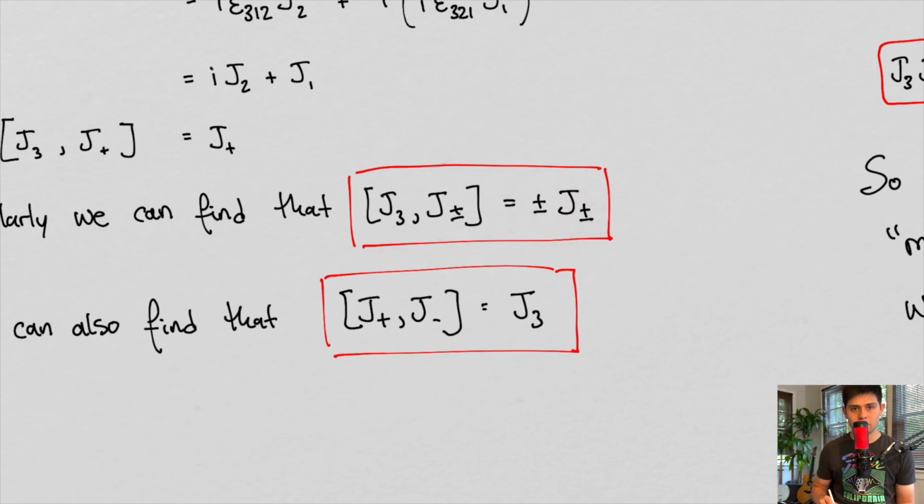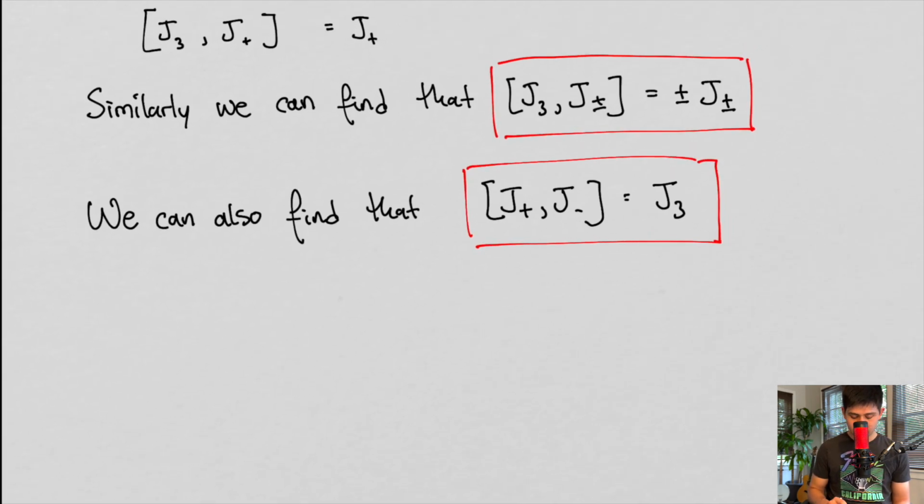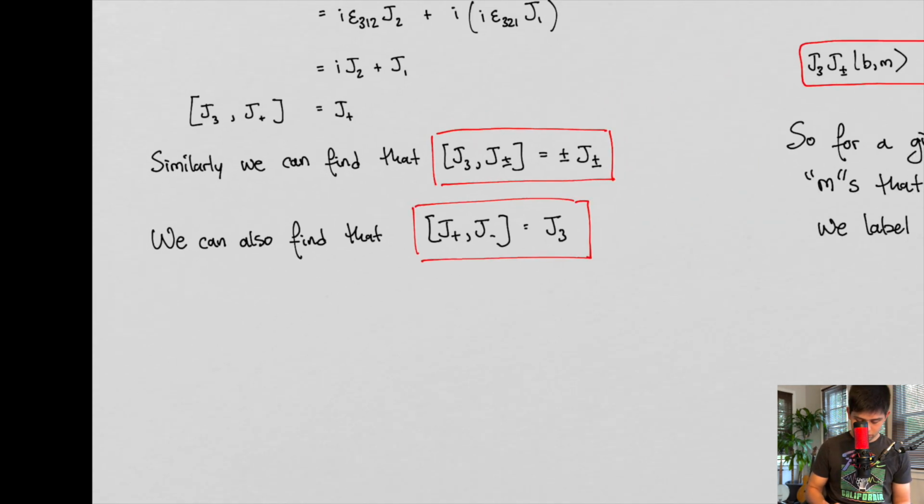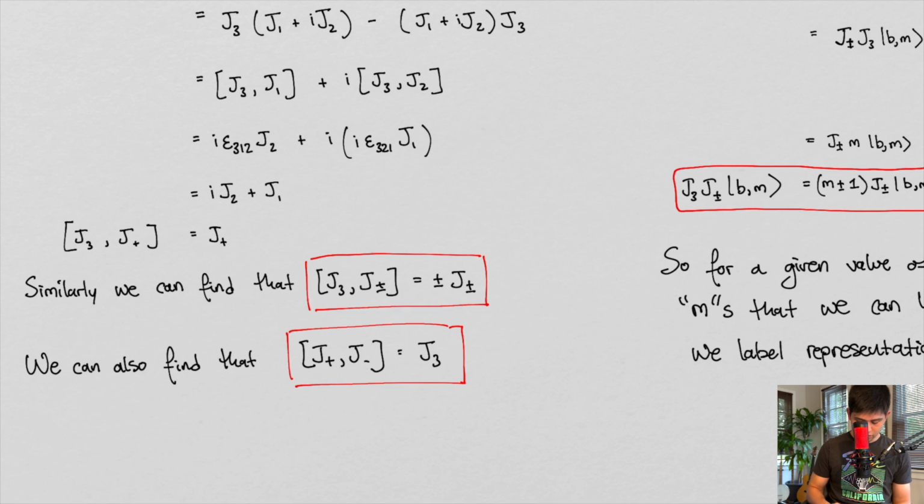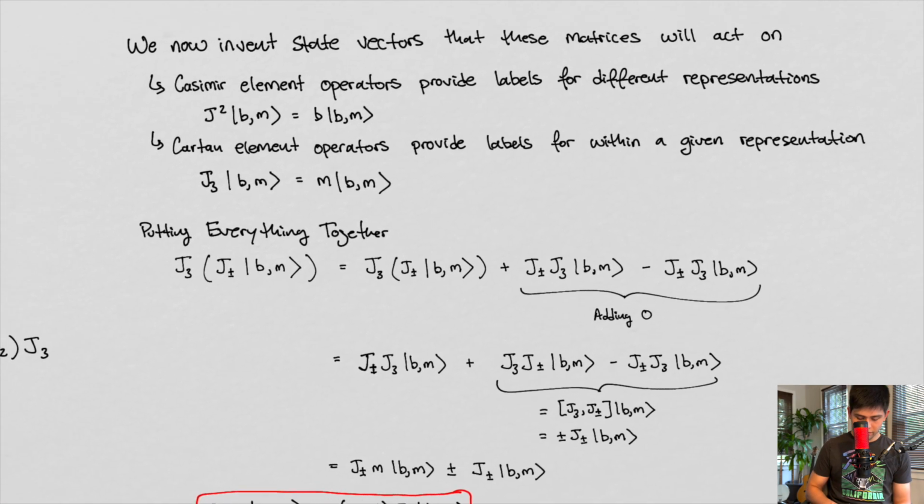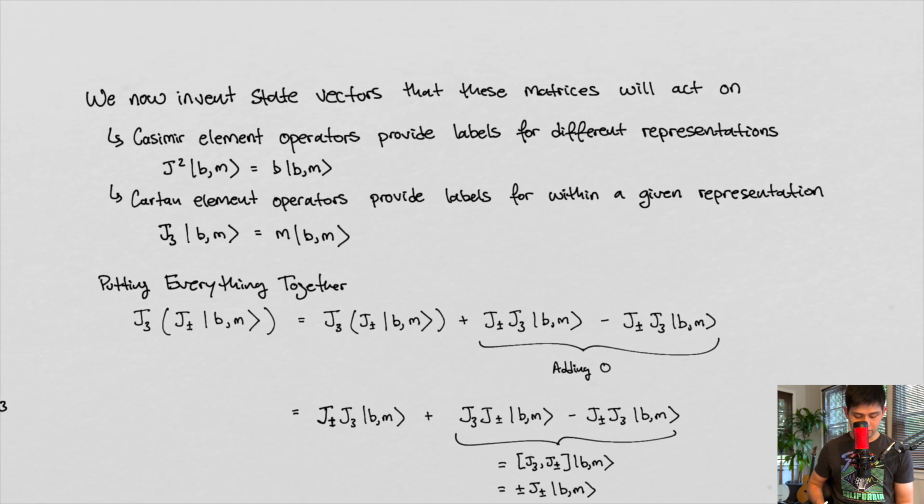We'll see this come up in our Lorentz representations as well. We can also find, and again, the math isn't too hard, you can do this for yourself, that J plus commutated with J minus is going to give us our J3. Okay, so we have that. These seem like somewhat random relationships, but they're all going to help us with some further calculations. So we now invent state vectors that these matrices are going to act on.